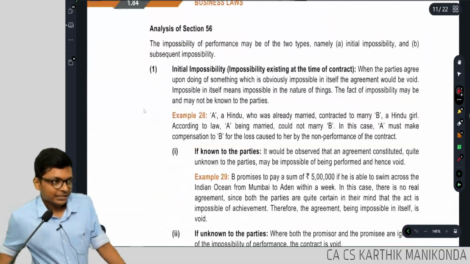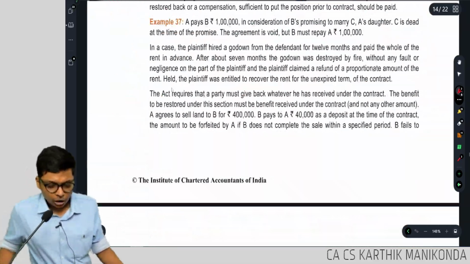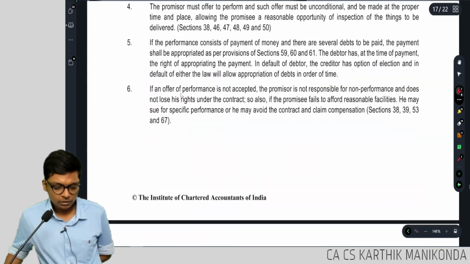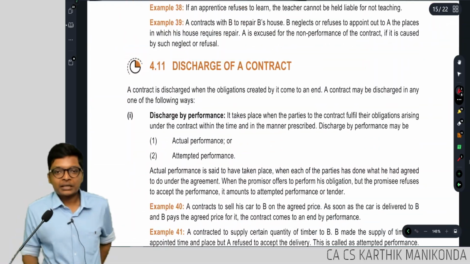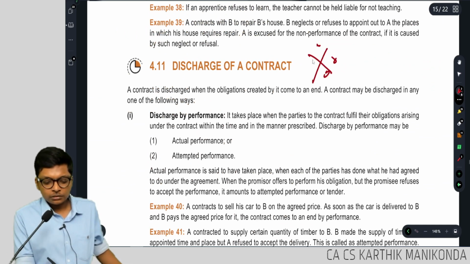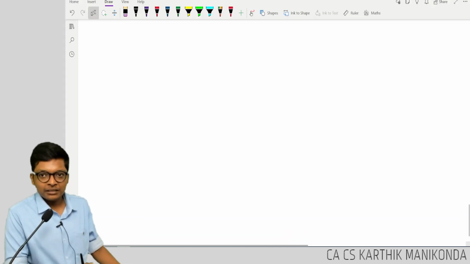Oh, it comes in discharge. Okay. Now, last concept in unit 4, guys. Guys, mark this as important again.